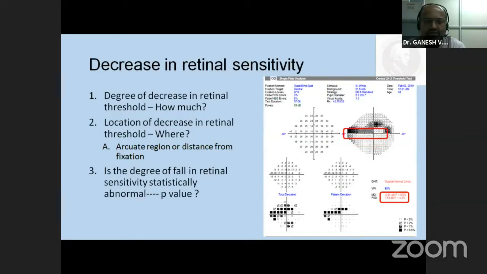If it's very far in the periphery, we're not bothered. But if it's very close to the fixation or in the arcuate region, we are definitely bothered about it. And if the degree of fall is statistically significant. These are three things which we have to answer.